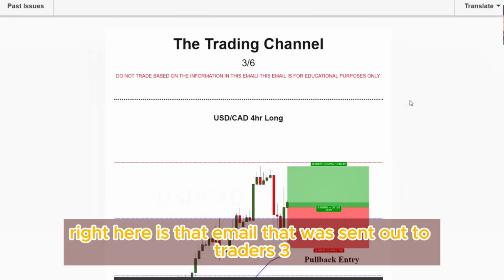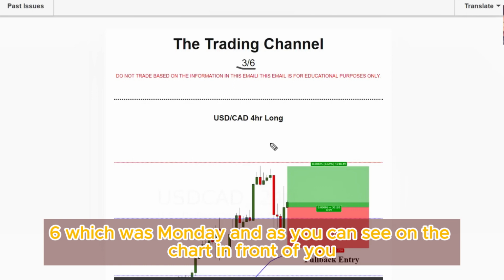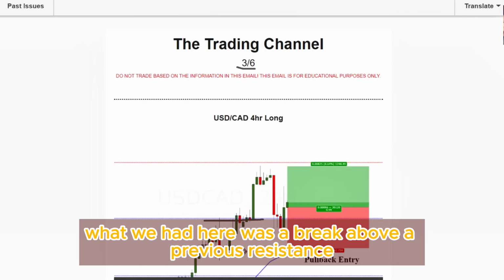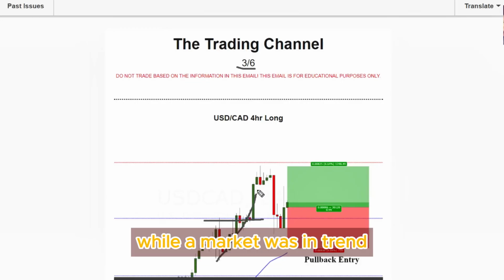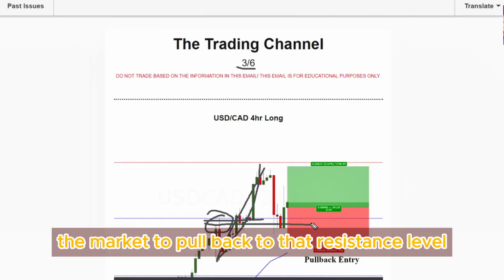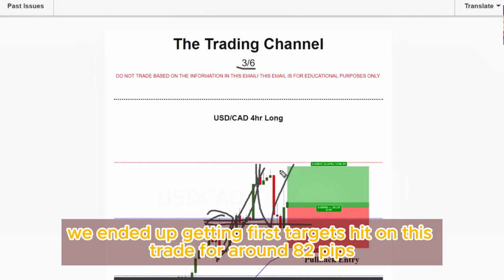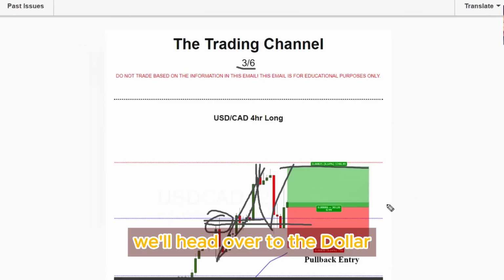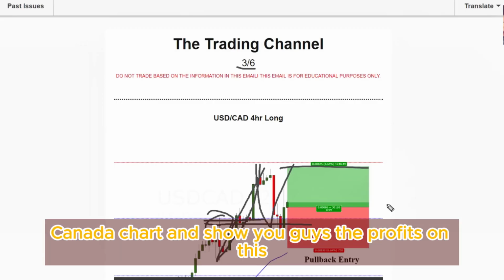Right here's that email that was sent out to traders 3/6, which was Monday. And as you can see on the chart in front of you, what we had here was a break above a previous resistance while the market was in trend. This is our previous resistance, and what we waited for is the market to pull back to that resistance level before opening a position to go long. We ended up getting first targets hit on this trade for around 82 pips. We'll head over to the dollar Canada chart and show you guys the profits on this.